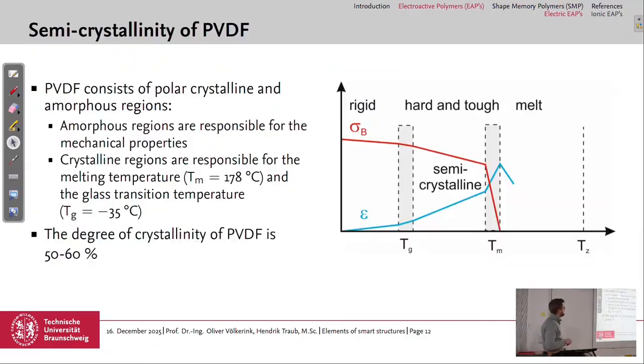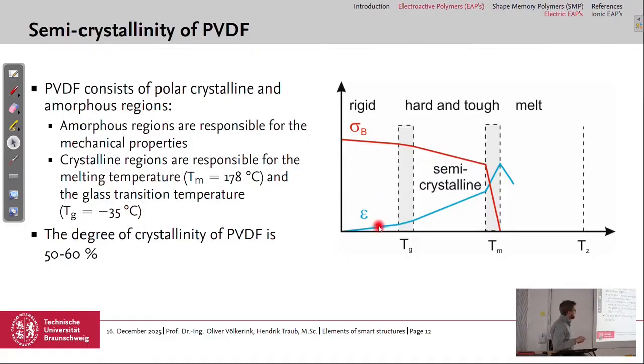PVDF, as mentioned, is semi-crystalline, so it consists of polar crystalline and amorphous regions. The amorphous regions are responsible for the mechanical properties, and crystalline regions are responsible for the melting temperature, which is about 178 degrees Celsius. And glass transition temperature is at minus 35 degrees Celsius. And we have 50 to 60% of crystalline regions in the PVDF. So maybe roughly half crystalline and half amorphous.